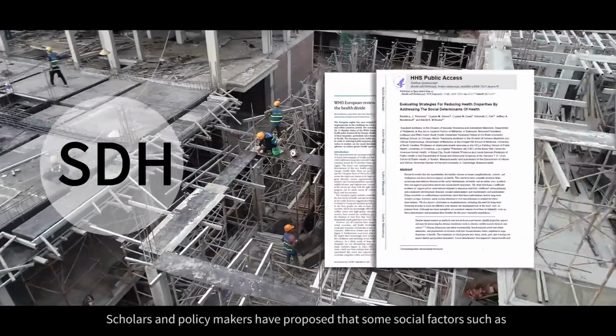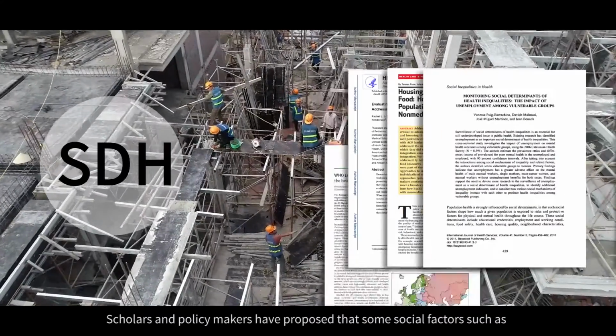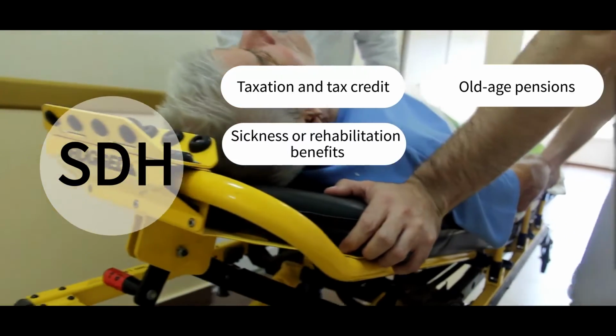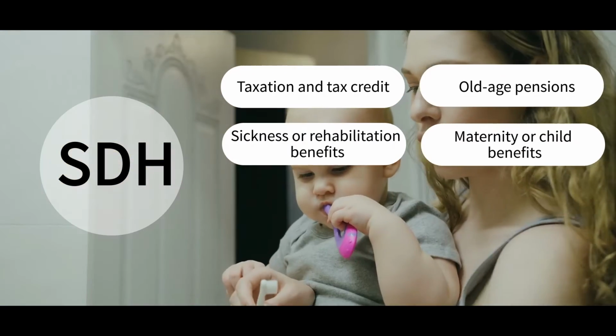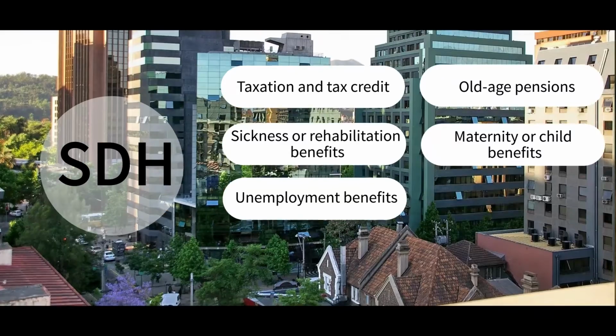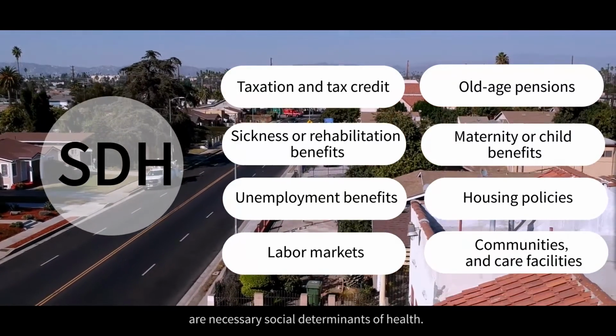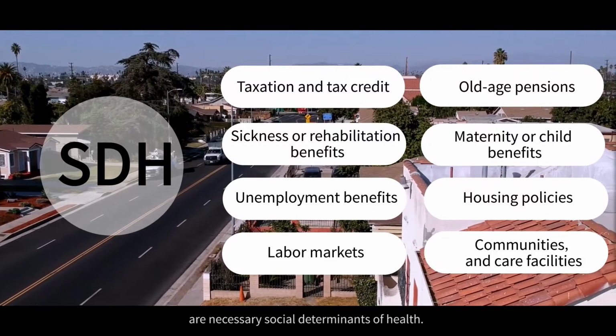Scholars and policymakers have proposed that some social factors such as taxation and tax credits, old age pensions, sickness or rehabilitation benefits, maternity or child benefits, unemployment benefits, housing policies, labor markets, communities, and care facilities are necessary social determinants of health.